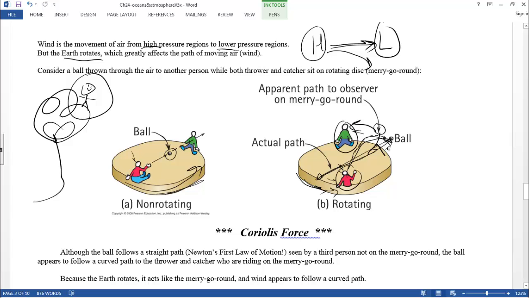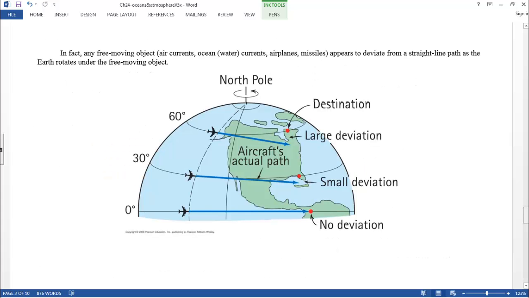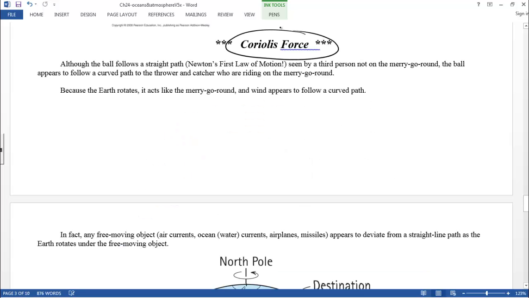And that's our perspective on the planet Earth. We don't really feel the Earth spinning below us, but it is. And so the wind, as it blows from high to low pressure, it's actually going to be deflected to the right up in the northern hemisphere. It's interesting. In the southern hemisphere, the wind is deflected to the left. This deflection of the air is called the Coriolis effect, or the Coriolis force.